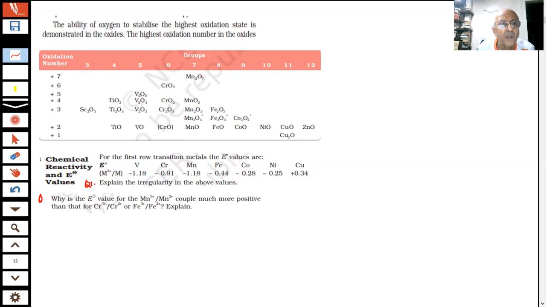And question 2: why is the E naught value for the Mn3 plus, Mn2 plus couple much more positive? Now we are talking of a couple, students. Same as what we discussed. You know what a redox couple is?